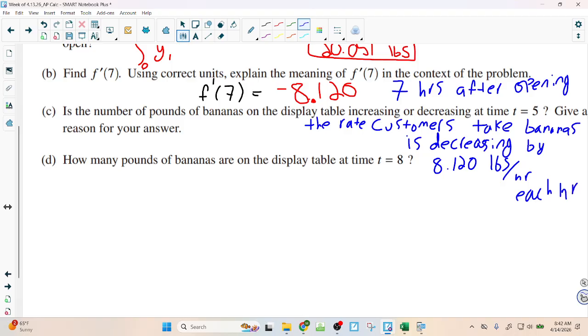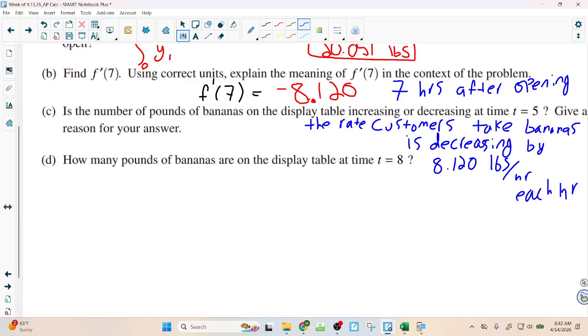Let me say that one more time. 7 hours after they open, people are not as hungry for bananas. When that door opens, people are flying in there. They're taking all the bananas away. Now, the demand for bananas has gone down a little bit, okay? And they're taking less bananas per hour each hour. 7 hours after they open. That's pretty weird, but that is what the question's trying to get at, the rate of a rate.